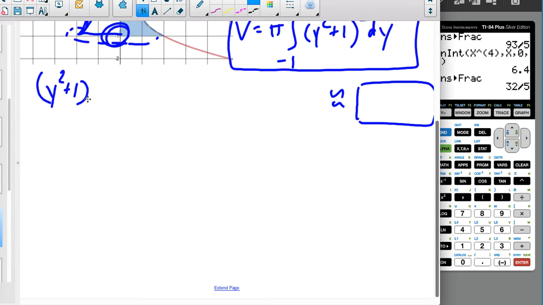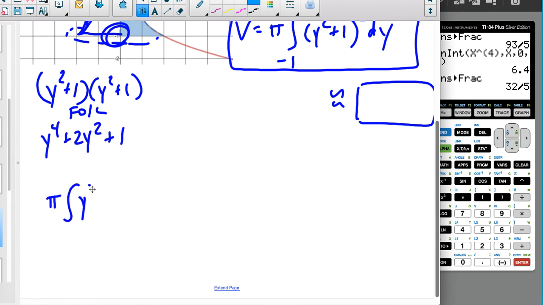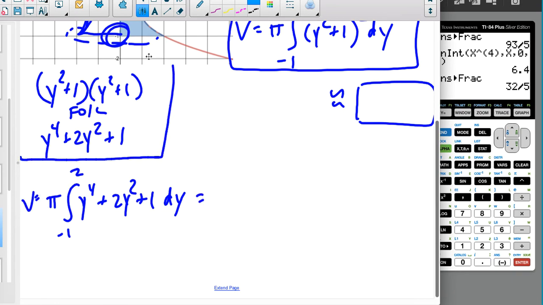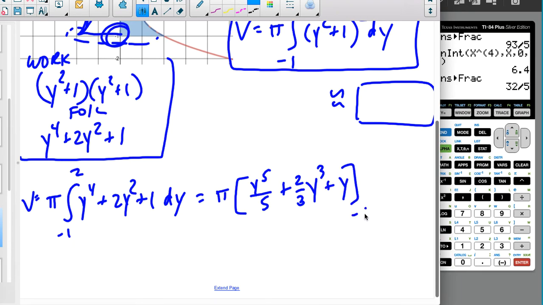If I FOIL this guy out, I'm going to get y to the 4th plus 2y squared plus 1. So what I'm integrating is y to the 4th plus 2y squared plus 1 with respect to y from -1 to 2. So that's my volume, right? This is just kind of separate work. It's not actually equivalent, it's just the inside. So I'm pretty sure that I get y to the 5th over 5 plus 2/3 y cubed plus y from -1 to 2. I'm just going to leave that pi chilling out in front.